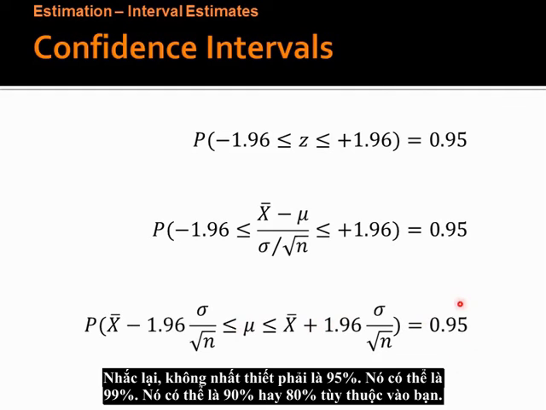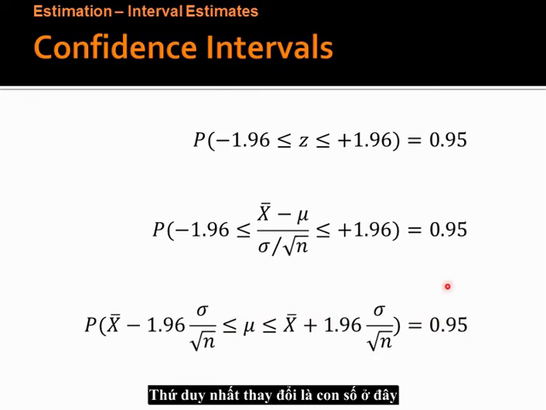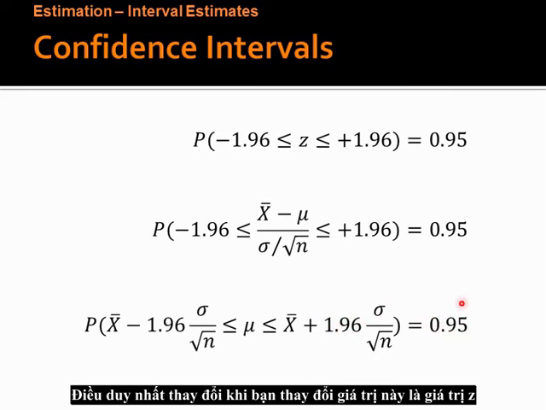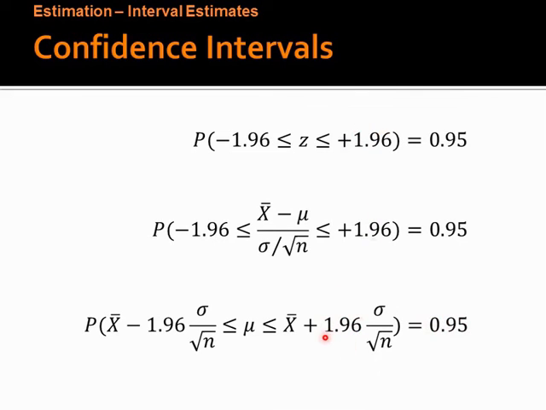Now again, it doesn't have to be 95%, it could be 99%, it could be 90%, it could be 80%, up to you. When this changes, the only thing that changes is this number, which is the Z value. Got it? Or this one, or this one. Alright? They're all the same.